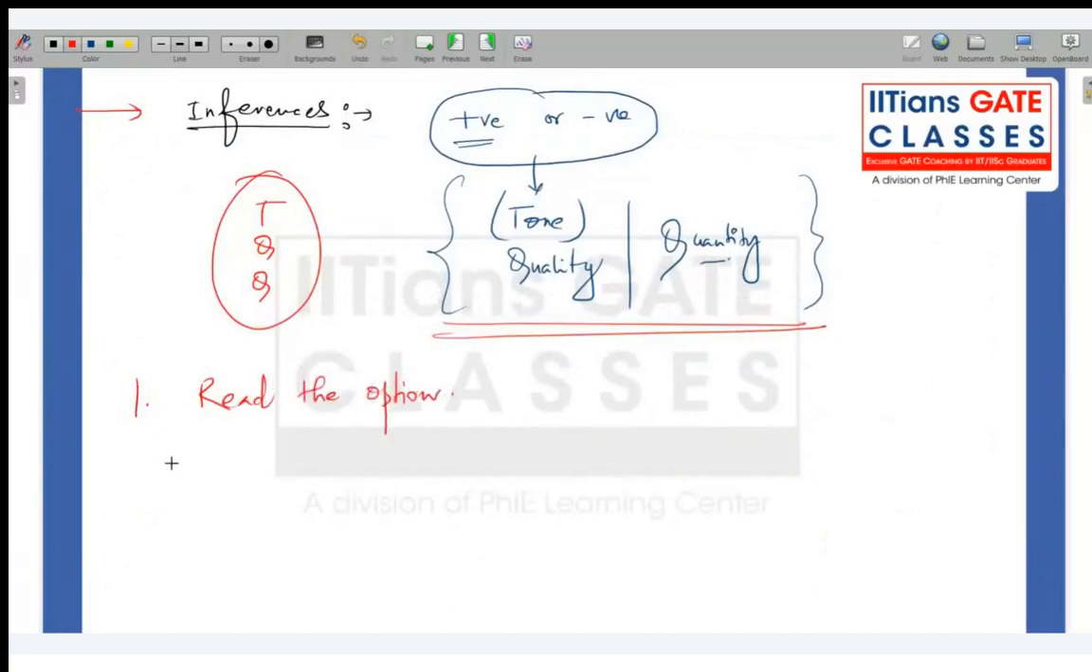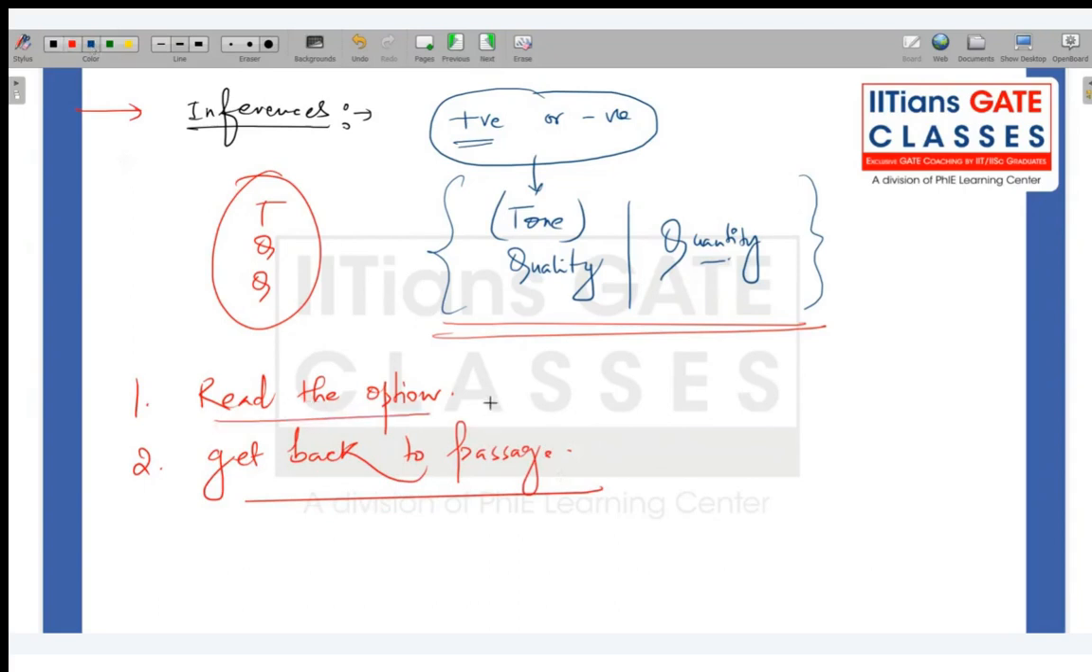Okay. Then get back to the passage. Get back to the passage. Okay, and read the passage. And I think while reading the options, you can eliminate some of the options. Okay, let's move to the next question.